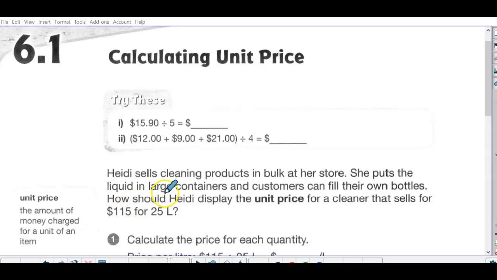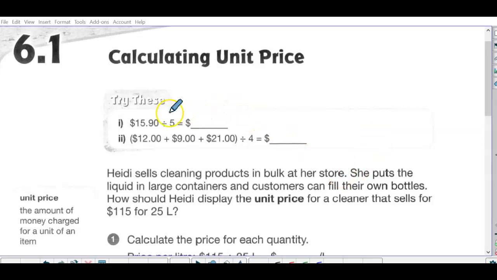Chapter 6.1, Calculating Unit Price. This is helpful in order to compare prices when the size of the container or the number of items is different. So particularly helpful with grocery shopping.